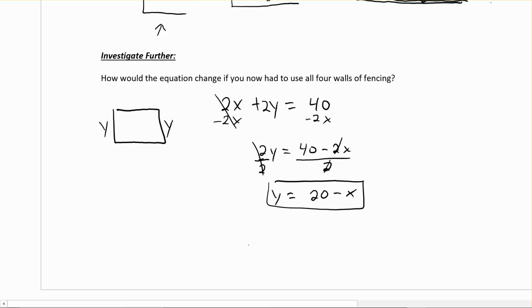Now our equation for area was equal to x times y, right? Area is now equal to x times 20 minus x. So that's how our equation would change this time.